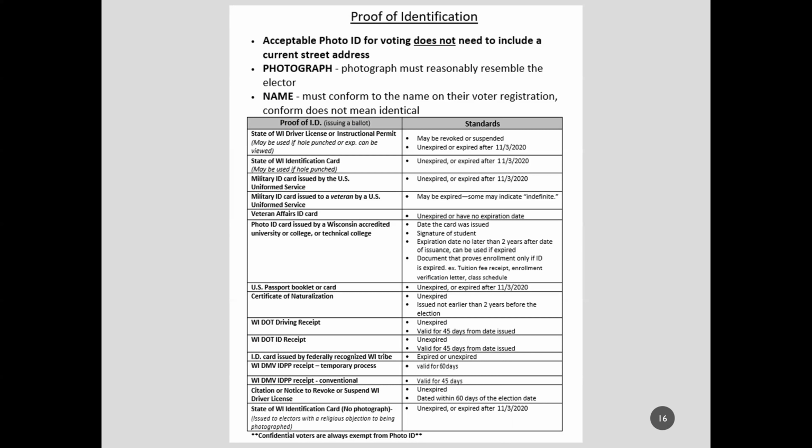Citation or notice to revoke or suspend a Wisconsin driver's license. This needs to be unexpired and dated within 60 days of the election. And a State of Wisconsin ID card with no photograph. This is issued to electors with a religious objection and must be unexpired or expired after 11/3/2020. Note that confidential voters will bring in their own confidential voter card with their number on it. They do not need to show a photo ID or state their name and address.